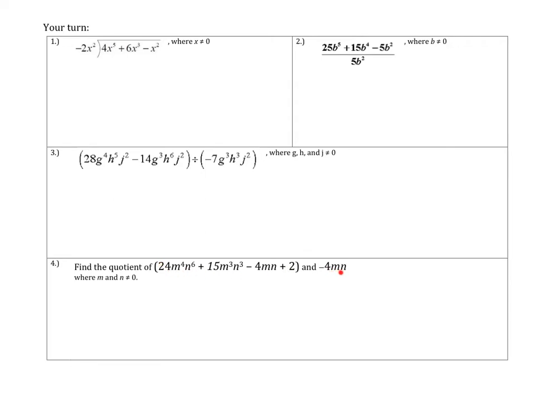So what I would do is I would just start writing my monomials underneath my polynomials, and then I would start dividing them out. Again, we can ignore this where x doesn't equal 0, where b doesn't equal 0. So go ahead and stop the video. I want you to try just the first four and then come back to make sure that you've got them correct.